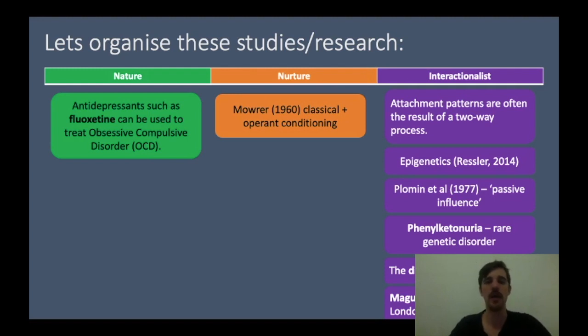Then you've got classical and operant conditioning. Well, that's purely nurture. There's no genetic influence at play. But then we look at the interactionalist approach, and it has a bunch here. So attachment patterns are often a two-way process, biology and your nurture. Epigenetics, as we just learned, was both. The idea of passive influence is also to do with the interactionalist approach. We just learned about PKU. The diathesis-stress model, again, we just learned was interactionalist. And Maguire et al., the study that looks at the London taxi drivers' brains.